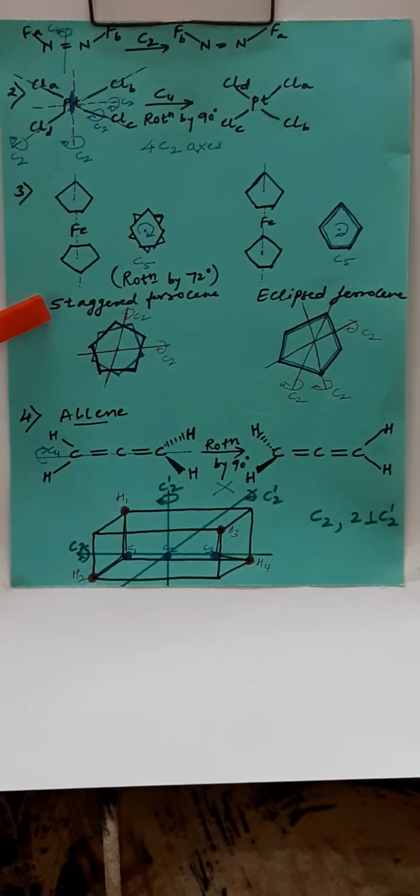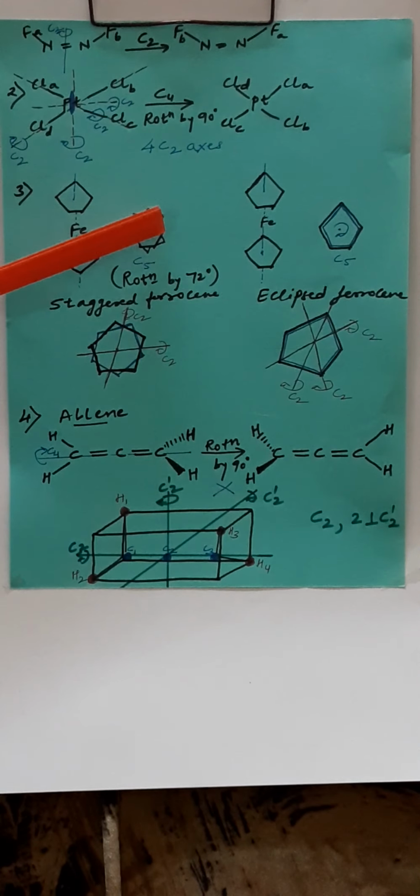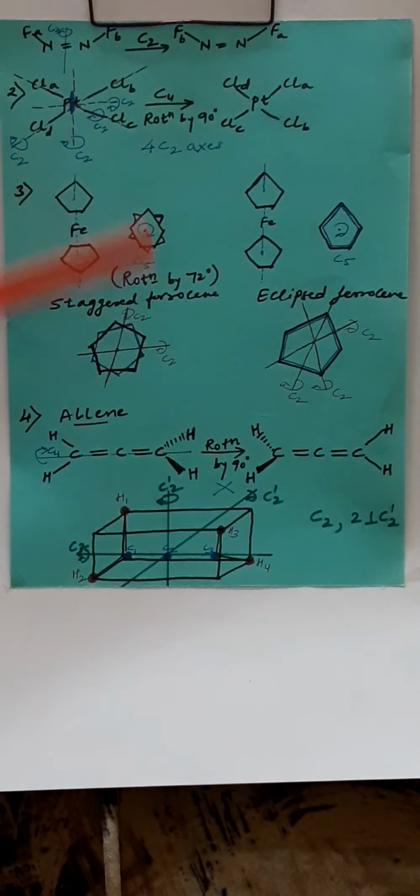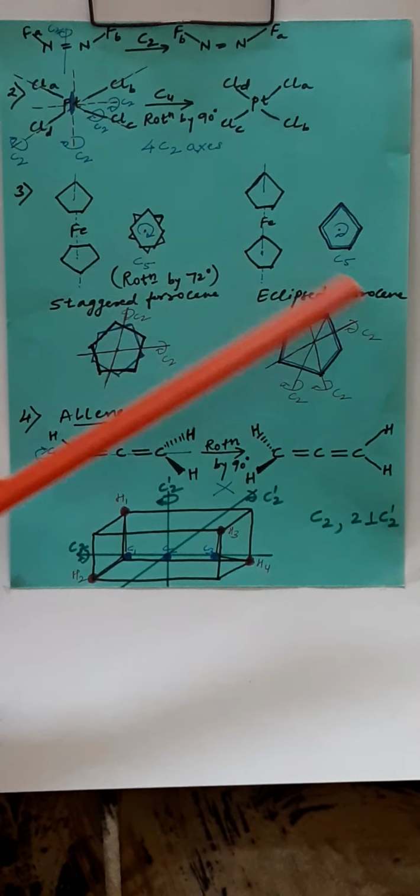what will happen in the case of staggered ferrocene? The rear ring will be rotating by 72 degrees. Similarly, the front ring will be rotating by 72 degrees, and the vertices will be shifting their position. So this one will come here, then the back one, this one will come here, and so on. However, the original configuration will remain unaltered. You will observe that it is having an indistinguishable configuration when we are performing a C5 operation. It is applicable to staggered ferrocene. The same thing is applicable to eclipsed ferrocene. So we are having C5 axis of rotation in both the cases.